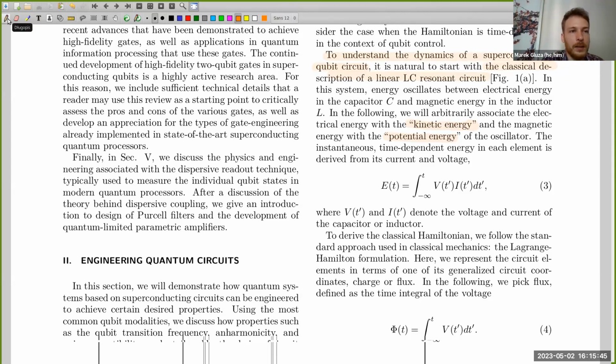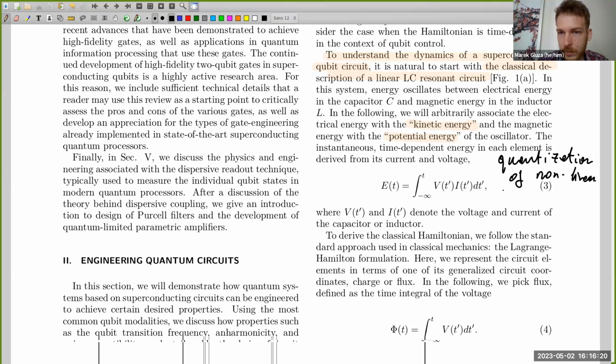And a superconducting qubit is a quantization of a nonlinear classical oscillator. That's the regular stuff. So I will scribble it here because that will tell you why you need to read all of this stuff and why it's worth your time. It's worth your time because it will put you in a position to understand the quantization of nonlinear harmonic oscillator.